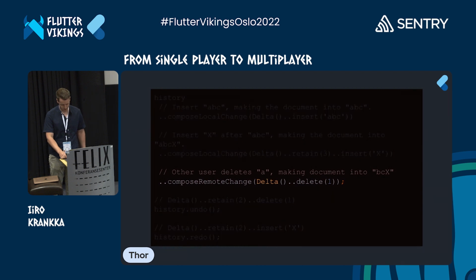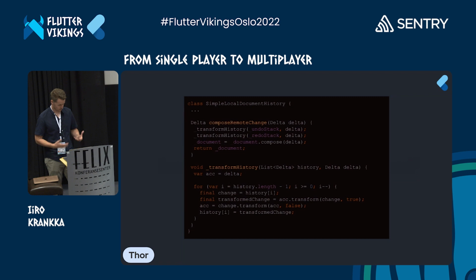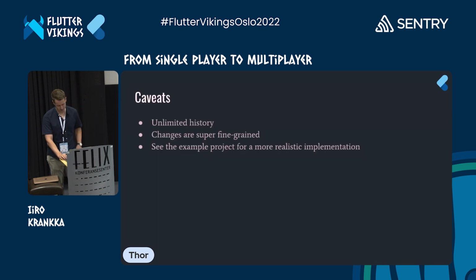And here's how we do it. We have another method called compose remote change, and there's going to be some magic inside that brings the undo and redo stacks up to date. We will not step through this one line by line, but delta transform helps here as well. So that's the piece we saw with the server sync logic example in the beginning, and that's undo redo. It has some caveats. You can pause and read this.